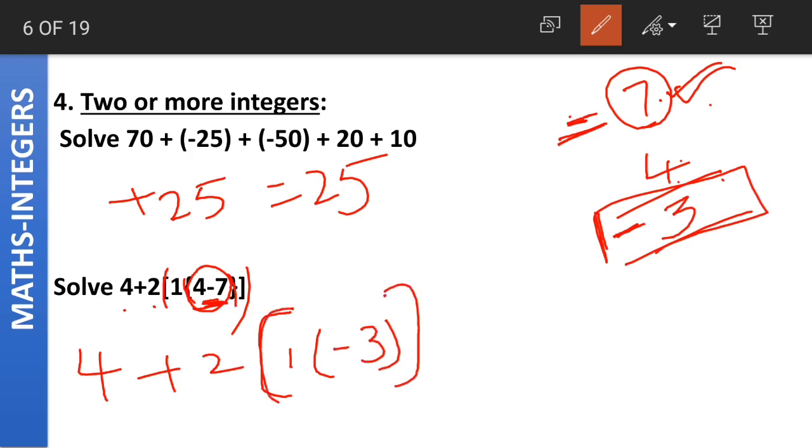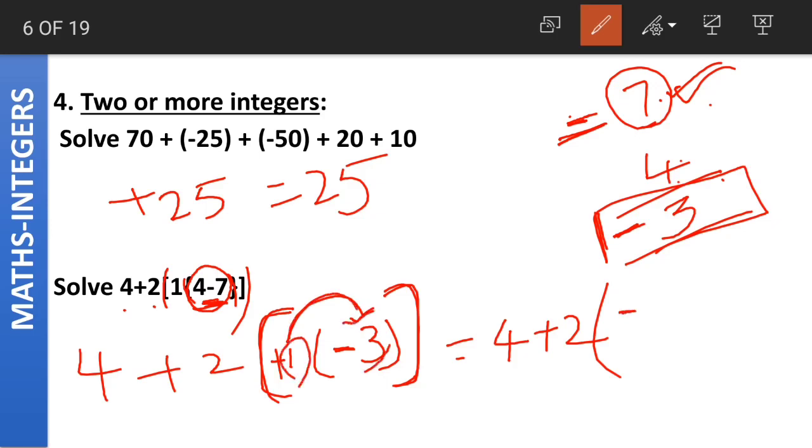Again, let us solve this bracket now. 1 into minus 3. How do we write this? Let us multiply the signs first. 1 has a positive sign and 3 has a negative sign. Plus into minus becomes what? Plus into minus becomes minus. Then we multiply the absolute values. 1 into 3. 1 three is 3. Right?